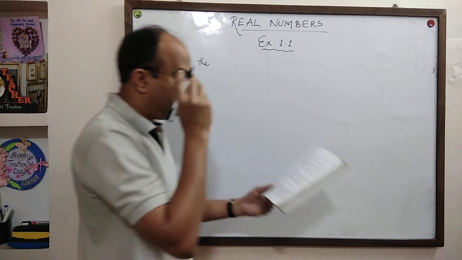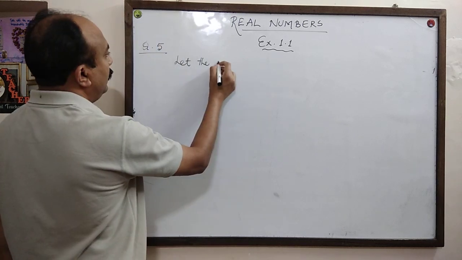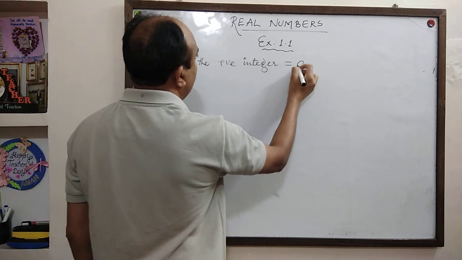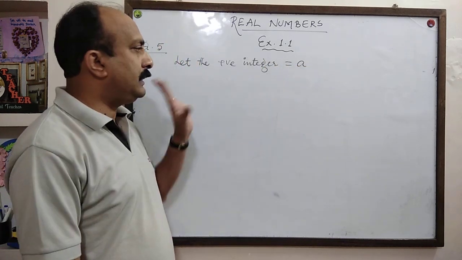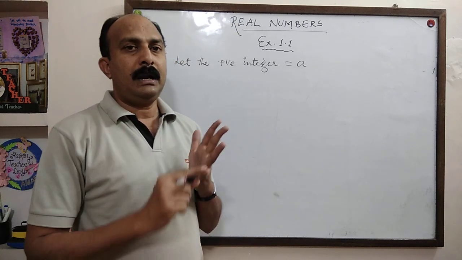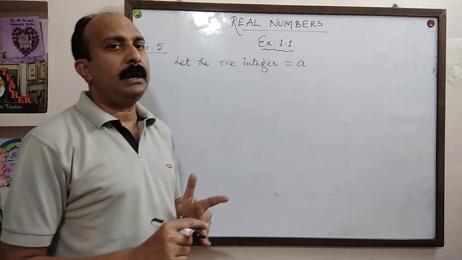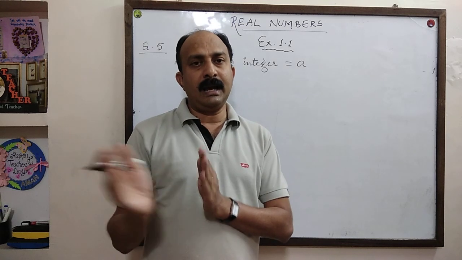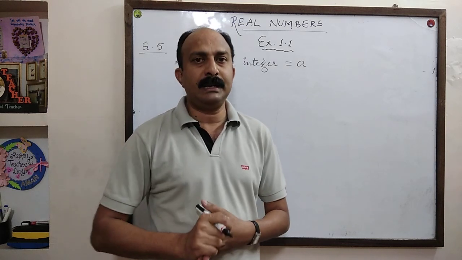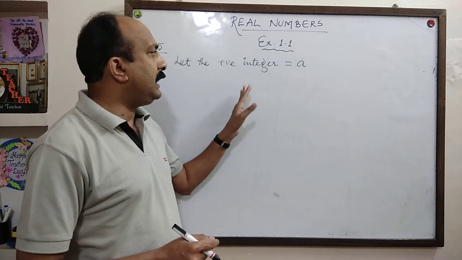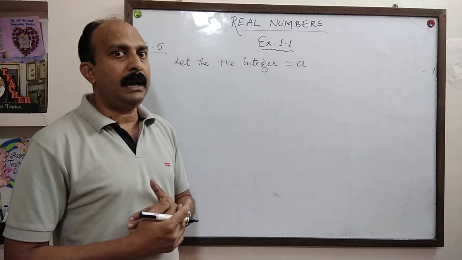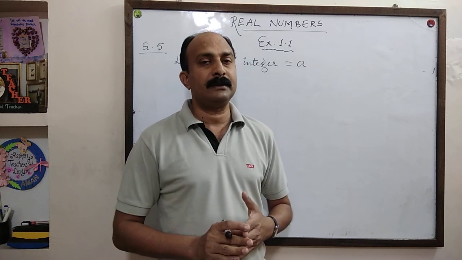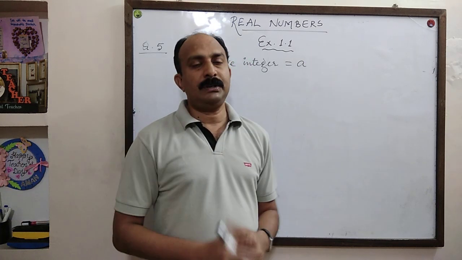So let the positive integer be equal to a. Now we are asked to represent the cube of this a in the form of 9m plus 1 or 9m plus 8. This question can be done in 2 ways. By seeing that 9 in the answer, you can take the second integer b as 9. But when we take 9, what are the possible remainders? 0, 1, 2, 3, 4, 5, 6, 7, 8. You will get 9 equations.